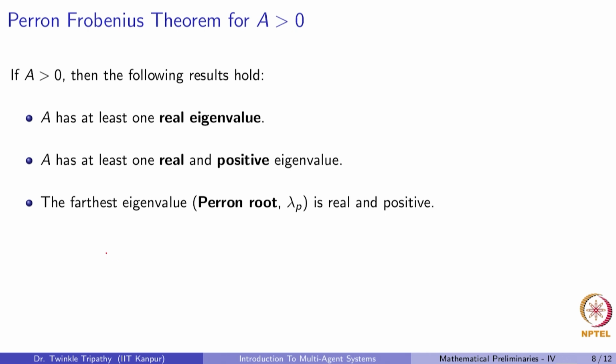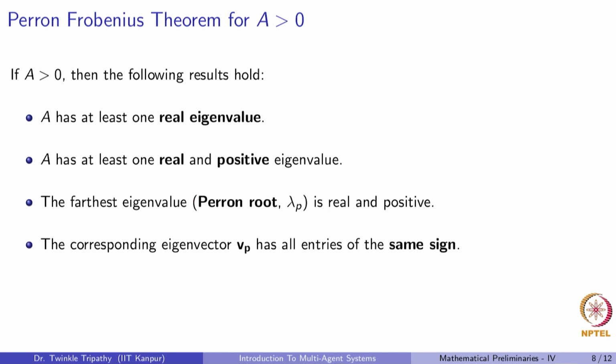Now there will always exist an eigenvalue which is farthest from the origin. So we call that eigenvalue lambda p, also known as the Perron root, based on the mathematician who came up with this theory. So that is the eigenvalue which is real and positive. Not only that, we talked about the Perron root being always real, positive and strictly larger than every other eigenvalue.